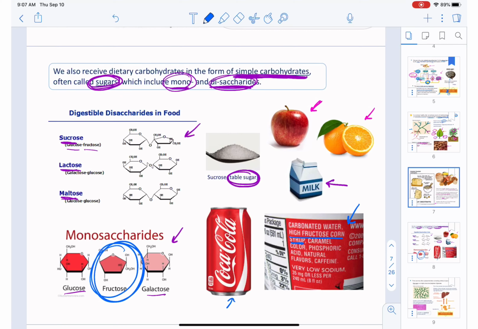The other problem with something like this is that it can cause big spikes in blood sugar. And so when this fructose is traveling down the digestive tract, it can be directly absorbed into the blood. And so you have all this fructose that enters the small intestine, and it all gets absorbed at once, and you get this big spike in blood sugar. And that causes your pancreas to release a whole bunch of insulin all at once, which is not ideal.